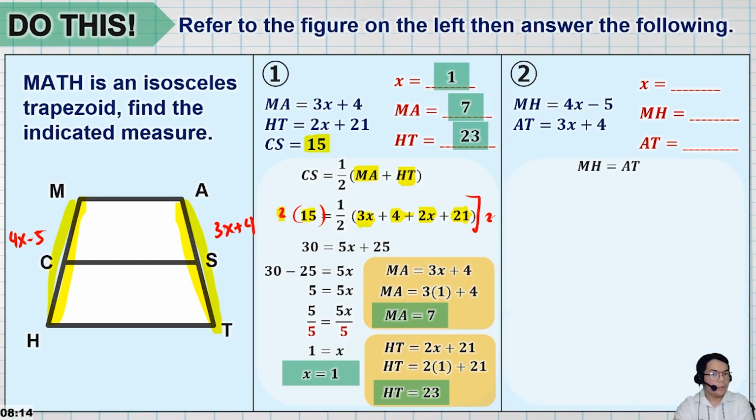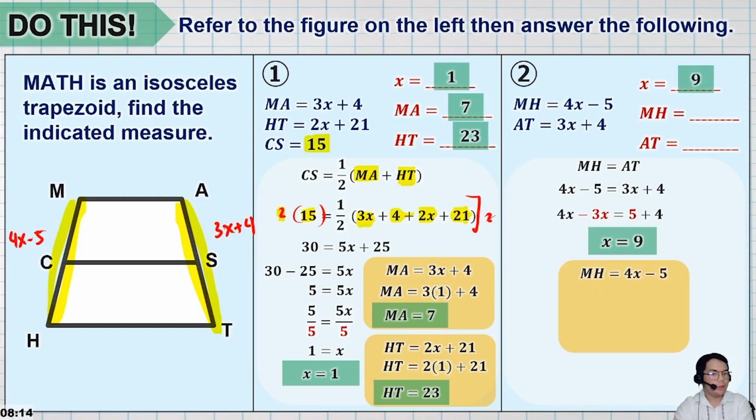Therefore, we can say that the measurement of MH is equal to the measurement of the side AT. Therefore, we can also say that 4x minus 5 is equal to 3x plus 4. And from there, we can solve for the value of x, which is equal to 9. Next, para naman makuha yung measurement ni MH, all you need to do is to substitute it. Since ang sukat ni MH ay 4x minus 5, so substitute lang natin yung 9 dito sa variable x natin. So we have 4 times 9 minus 5. So 4 times 9 is gonna be 36 minus 5 is equal to 31.